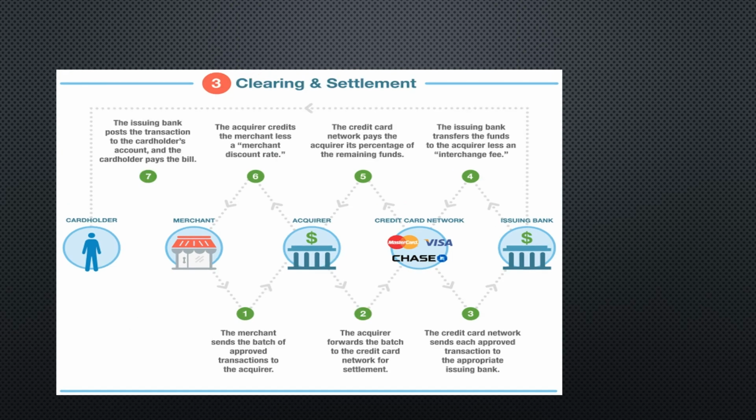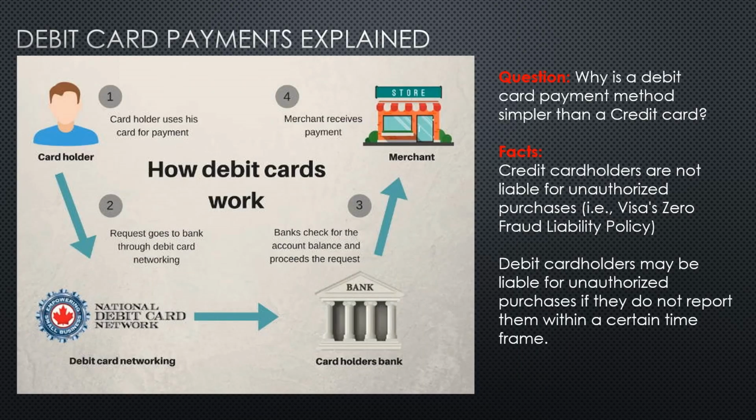The last step is clearing and settlement. After the whole processing is cleared, the merchant sends a batch of the approved transactions back to the acquirer. The acquirer sends all the information back to the bank, and the bank sends the final confirmation information to the customer, and then later the customer confirms the purchase. After that, the whole online purchase is done.